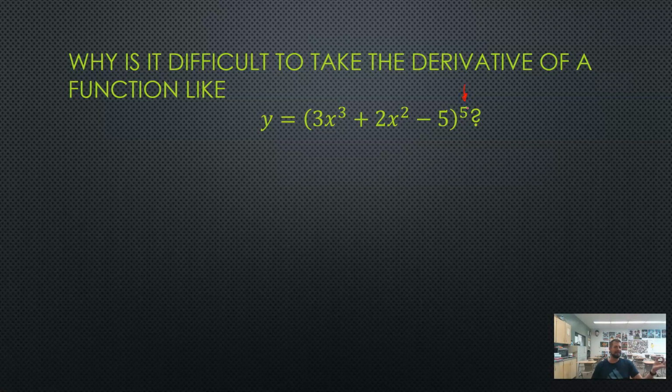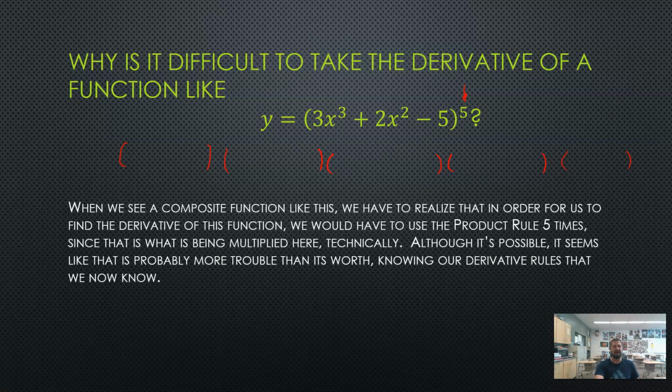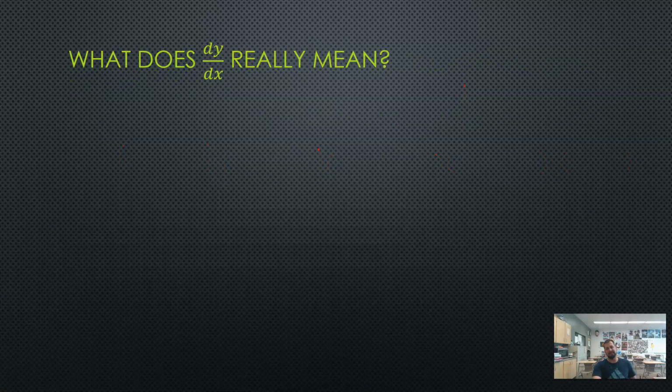The problem is, based on the knowledge that we have right now, in order to be able to take the derivative of this function, I would have to multiply out 3x to the 3rd plus 2x squared minus 5 five different times. Like I'd have 5 different parentheses, and I'd have to distribute 5 different times. And it's doable, but that would take a really, really long time to do. And then we would still have to take the derivative after we multiplied all that out. Just not honestly really worth our time. And that's what that's saying right there.